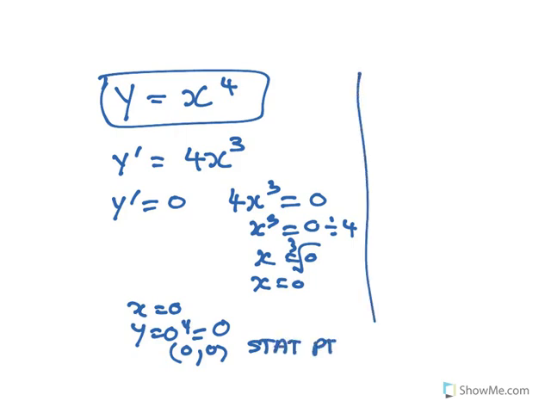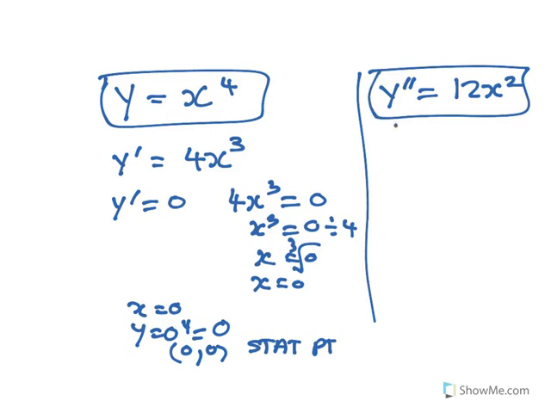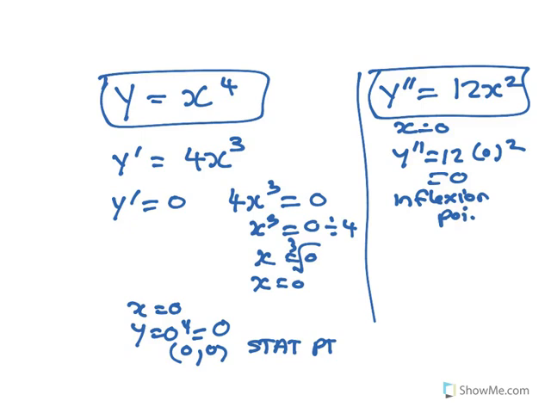But if you look at this as well, if you find y double dash, that would be 12x squared. And if you put 0 into there, y double dash would be 12 times 0 squared, which is 0. So it is also an inflection point. So that means it must be, or is it? Yeah. And you would think it would be a horizontal point of inflection.